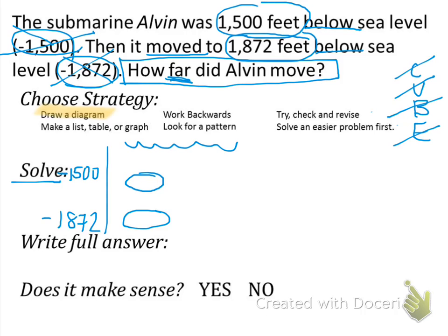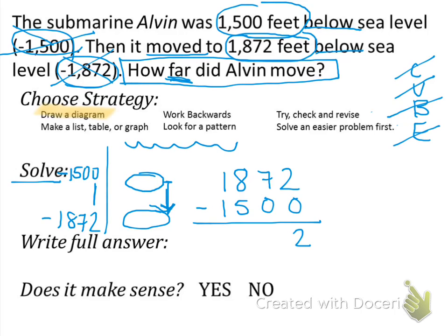And then the question's asking how far did Alvin move? So what that means, I need to find this distance in here. How far did Alvin move to get from here to down here? Well, that sounds like subtraction to me. So we're going to go 1,872 minus 1,500. 2 minus 0 is 2. 7 minus 0 is 7. 8 minus 5 is 3. And so then I have my answer.